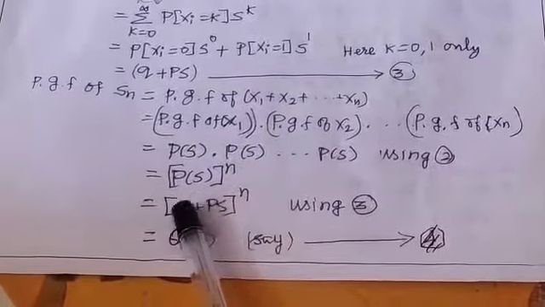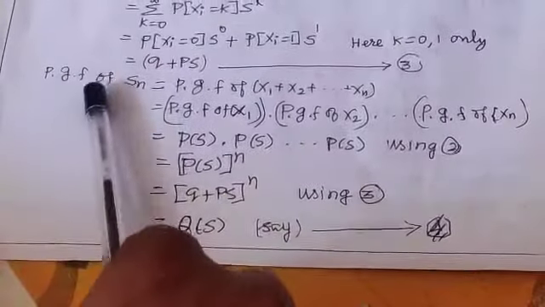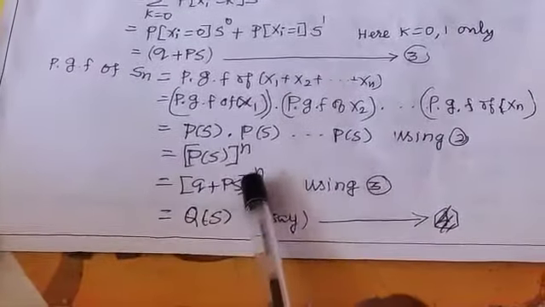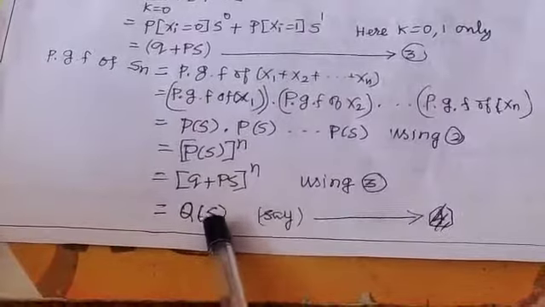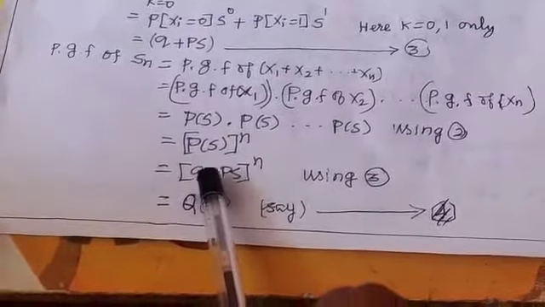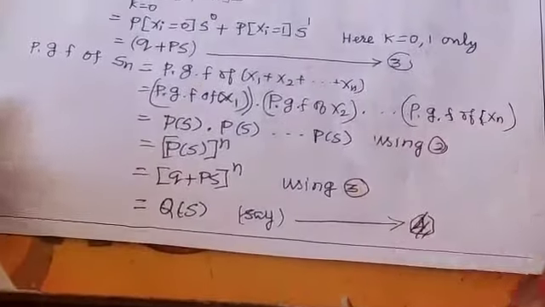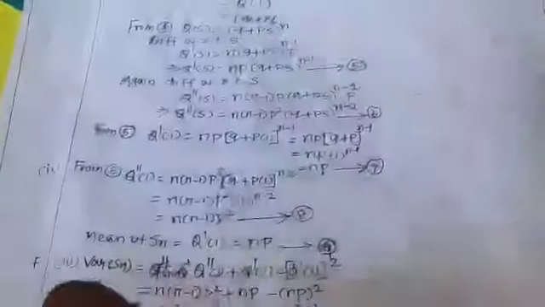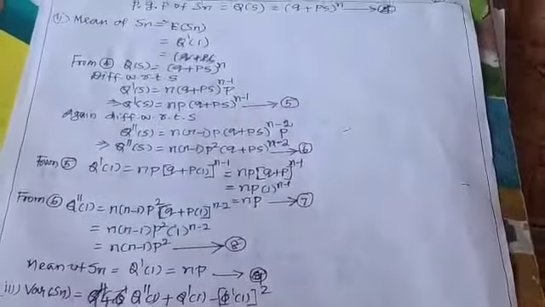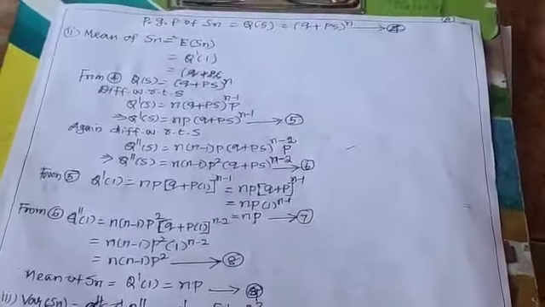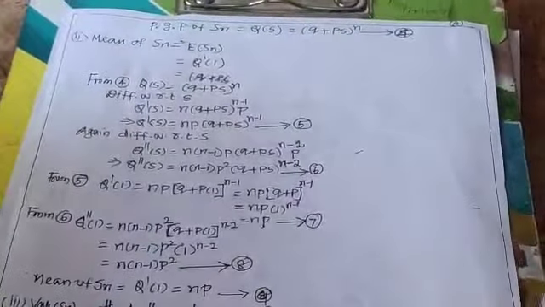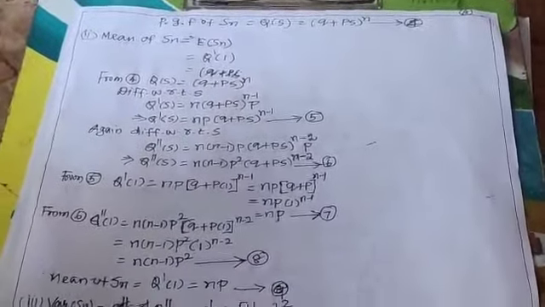So this one is a function of n. We take this function as Q of s equal to q plus ps power n. Then the probability generating function of Sn equal to q plus ps power n. So this is the first part, our probability generating function of small Sn.